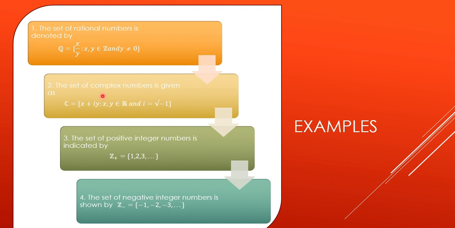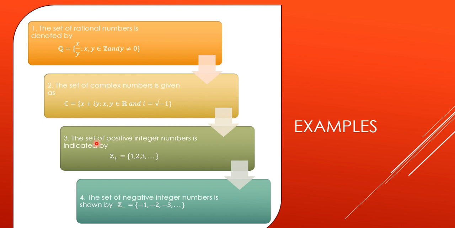Second, the set of complex numbers is given as C equals x plus i y, where x and y belong to R and i is the imaginary unit.